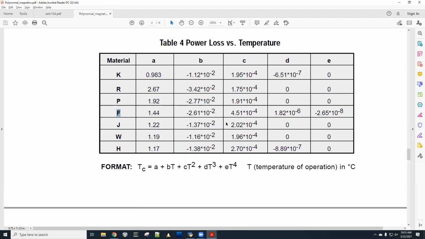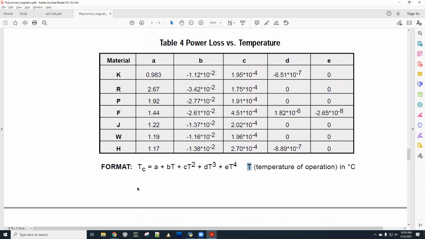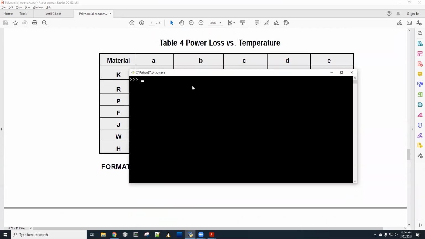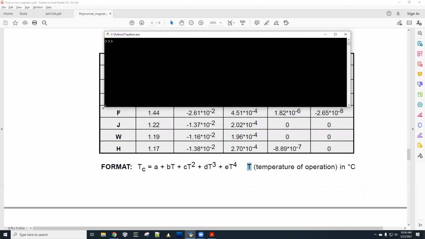So what we're going to use right now is Python, which is a computer programming language, to create this polynomial formula for the type F material. Then when we're done with this, we will do some simulations where we enter in different values for temperature and see how closely it replicates the data on the graph that we saw on the other page down here. So here we go. I'm going to open a Python console, and this is going to allow me to enter in data and then also evaluate the equations.